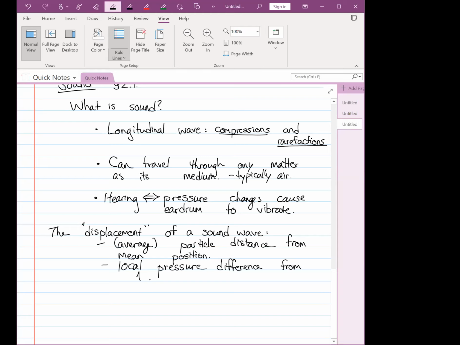I'm going to abbreviate one atmosphere as 1 ATM. That's the standard abbreviation. So as the wave passes by, the particles, the atoms, the molecules in the air get closer and farther apart, and that changes the pressure of the air.